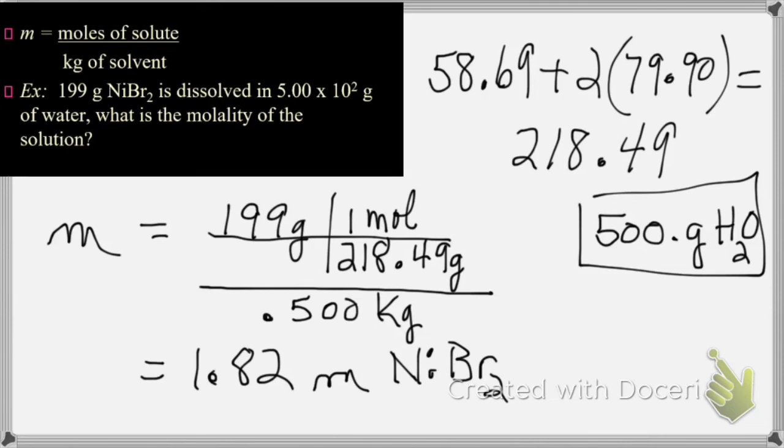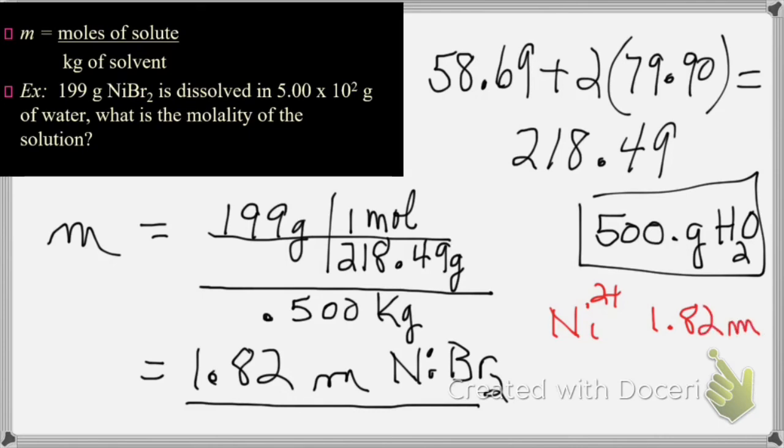Okay, now, again, just as with molarity, we could talk about the whole thing. It is 1.82 molal nickel 2 bromide. If I wanted only the nickel ions, I would look at my subscript. I have a 1. So it is also 1.82 molal nickel ions. In terms of the bromide ion, again, I would look at my subscript. I have 2, so it would be 2 times our 1.82, and that would give me 3.64 molal for the bromide ion.